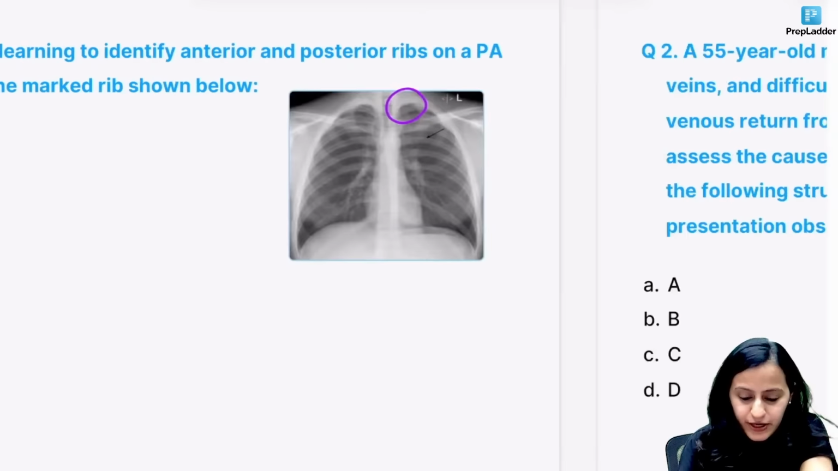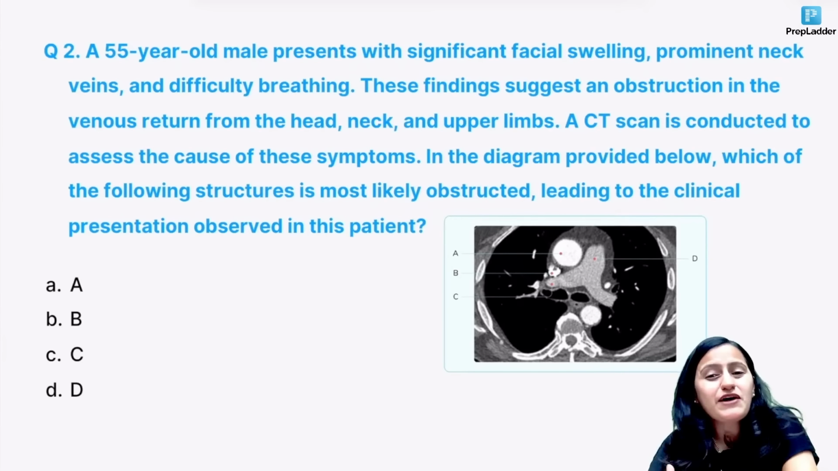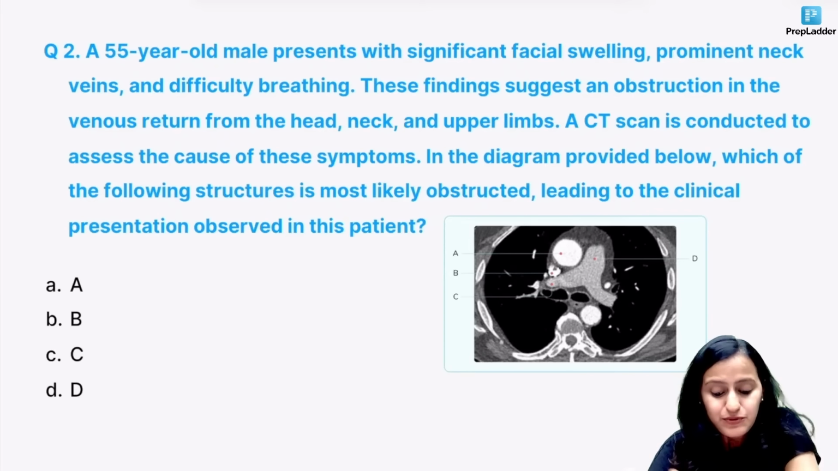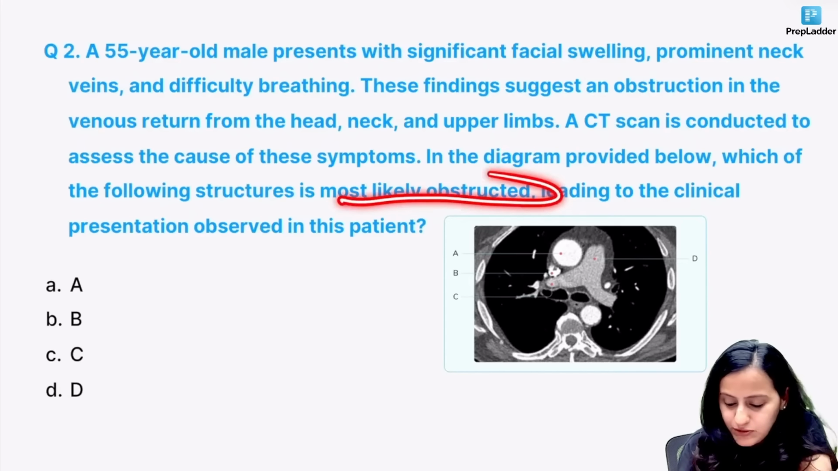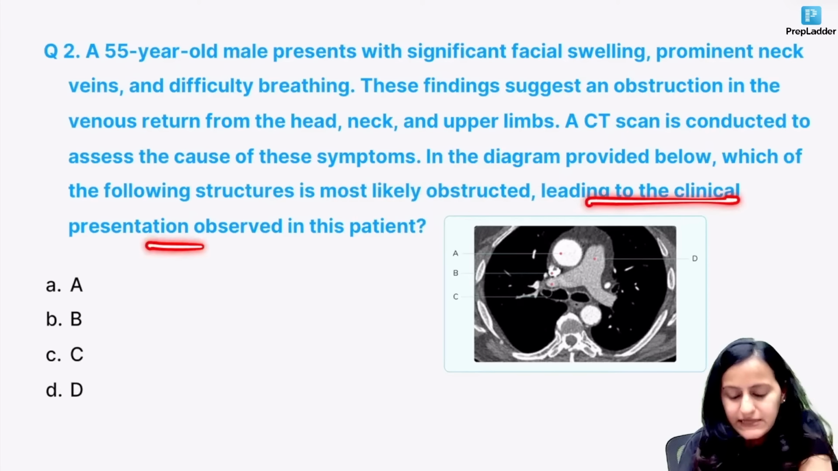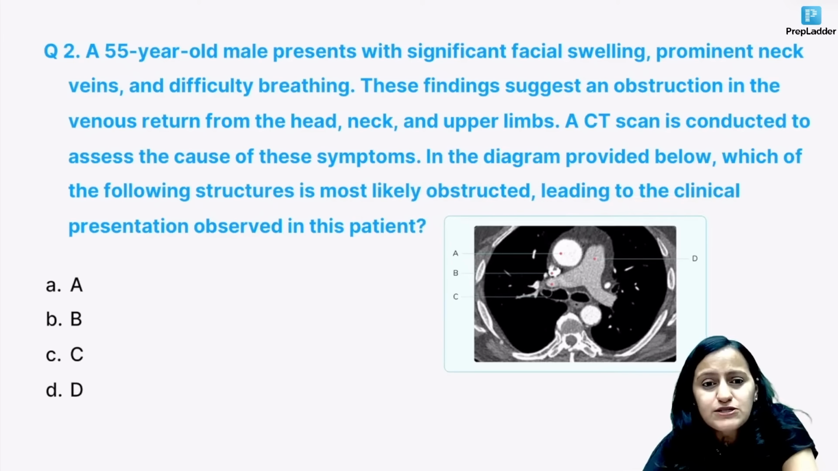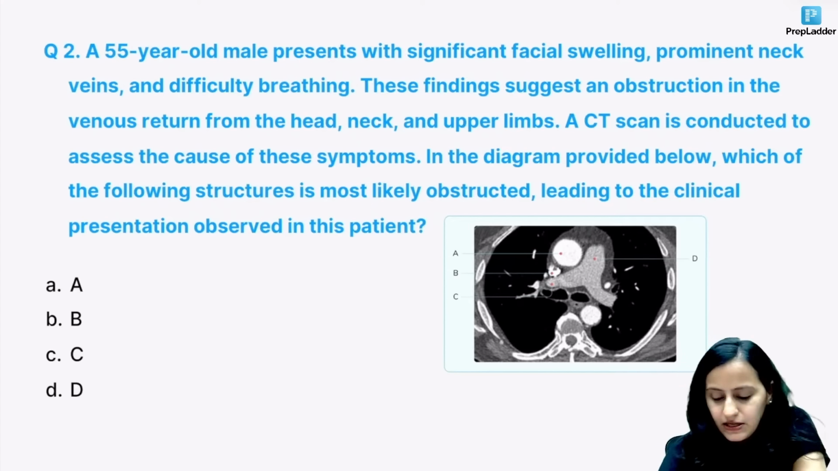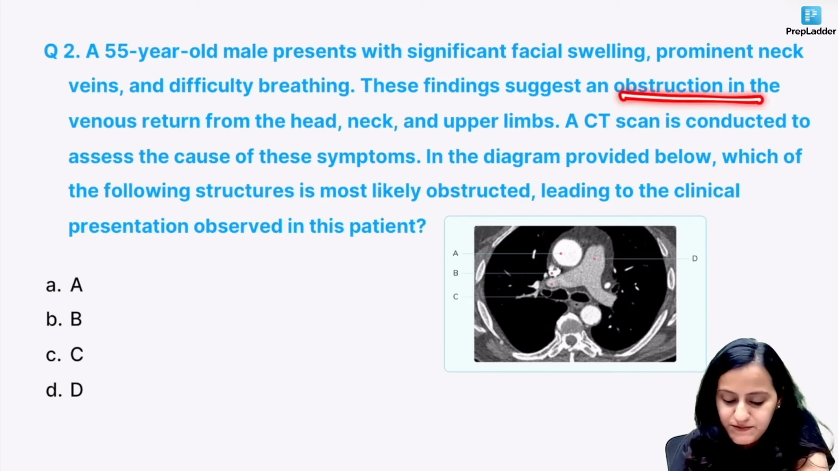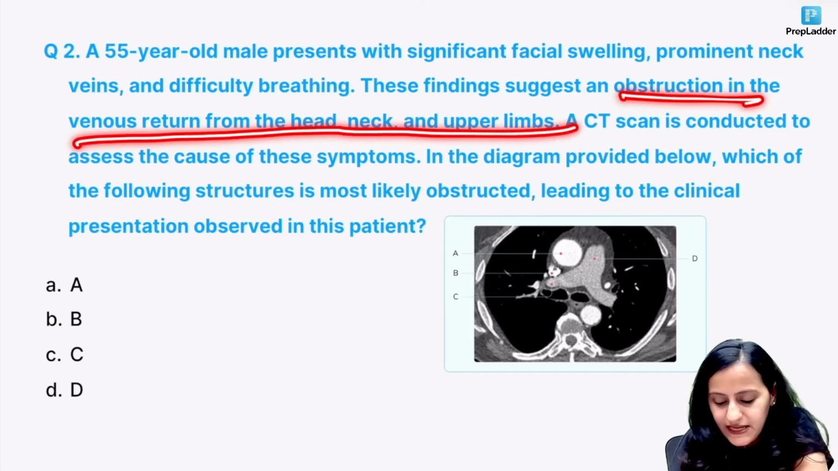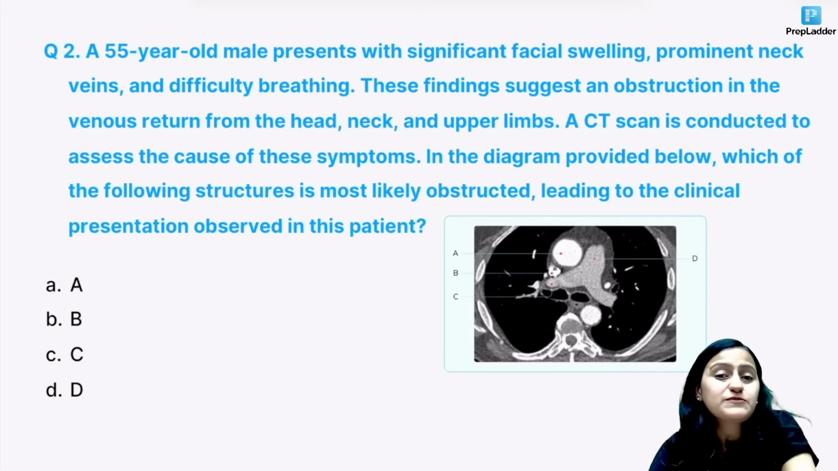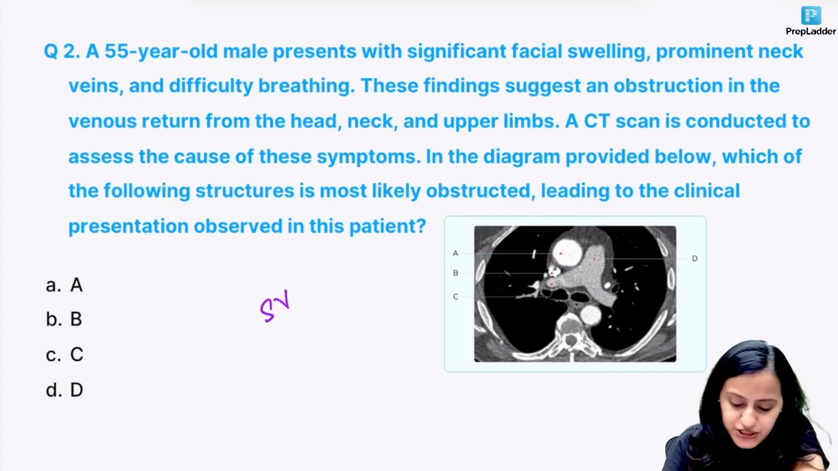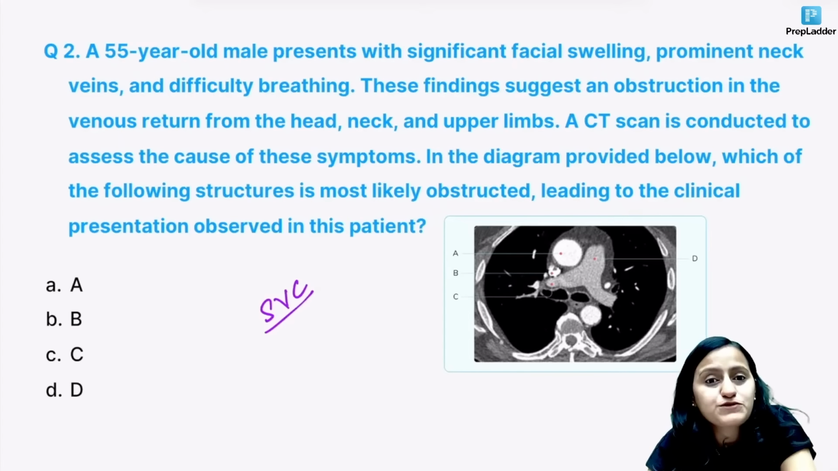Okay, going on to the next question. When you have long stem clinical questions like this, it is best to start reading from the last line to understand the gist of the question. So, which of the following structures is most likely obstructed, leading to the clinical presentation observed in this patient? What is the clinical presentation given here? Read between the lines. There is an obstruction in the venous return from the head, neck, and upper limbs. So, the venous return from the upper part of the body. So, what are you thinking about? The question is talking about SVC obstruction.